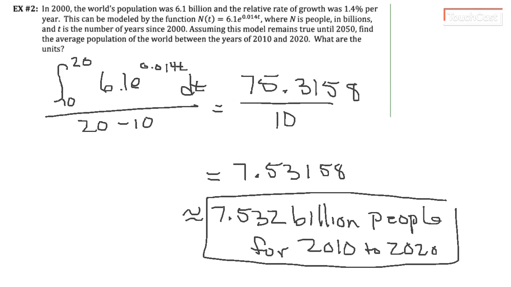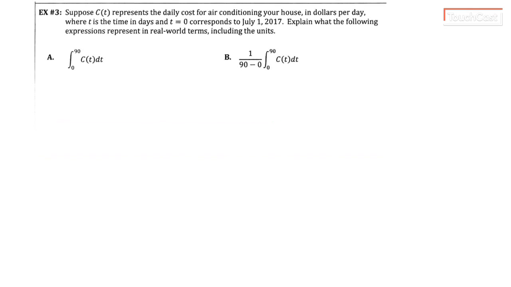So now let's look at example 3. So we are going to suppose we have a function c of t, which represents the daily cost of air conditioning at your house in dollars per day, where t is the time in days and t equals 0 corresponds to the date July 1st, 2017. Let's explain what the following expressions represent in real-world terms, including the units.